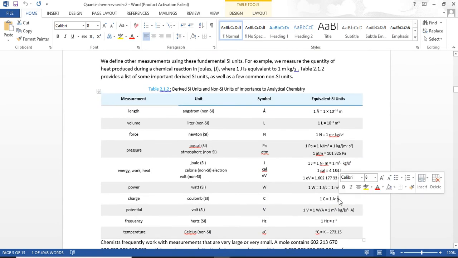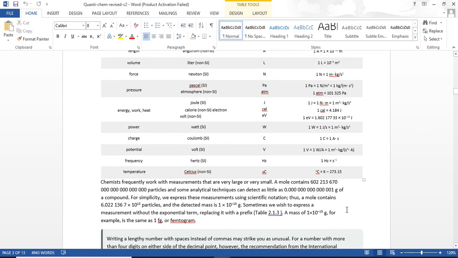Then for potential, you have volts, with capital V. Every 1 volt is 1 watt per ampere, or also equal to 1 meter squared times kilogram per second cube multiplied with ampere. Then for frequency, it is in hertz, capital H, small letter z. Every 1 hertz is second raised to negative 1.